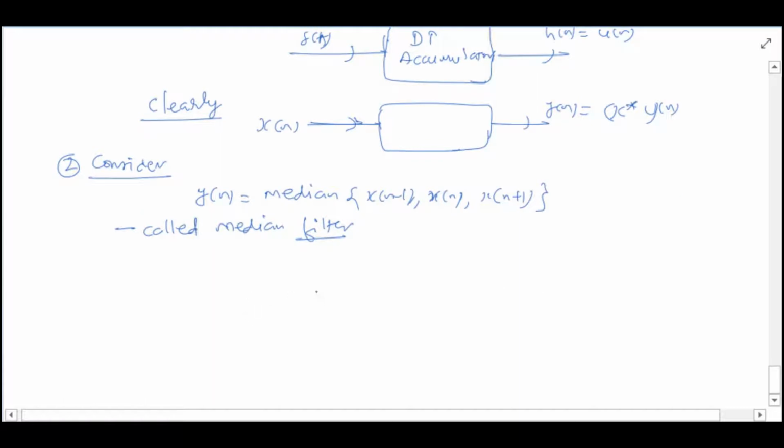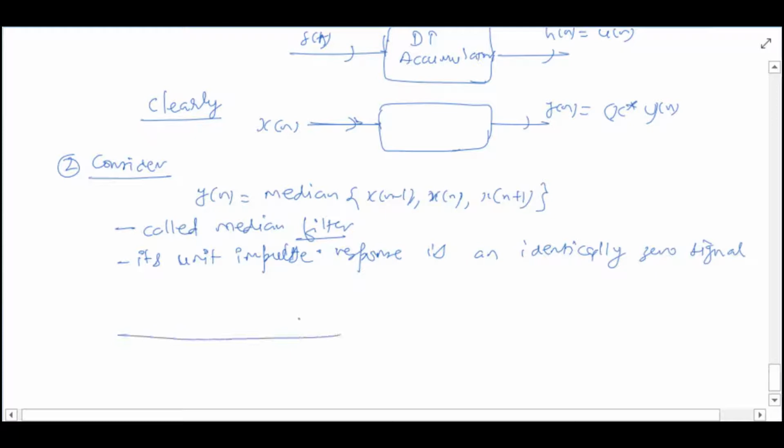Its unit impulse response is an all zero signal, an identically zero signal. To see this, observe that if I input the following signal to this filter, this is unit impulse, the output of the filter will be identically zero. So h[n] is 0 for all n.